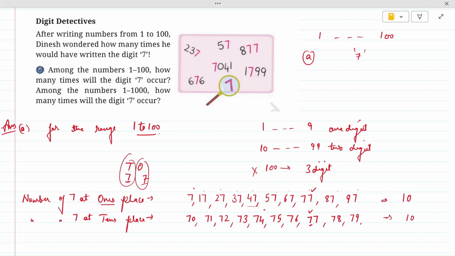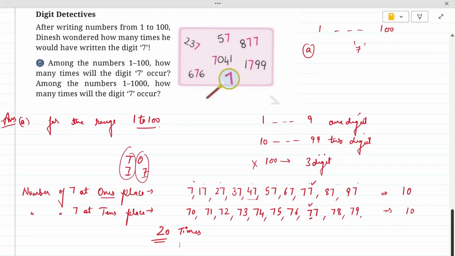Okay, so that means from 1 to 100, 7 is coming 10 times at ones place and 10 times at tens place. So that means it is coming 20 times. Okay, so answer is 20 times. It is coming 20 times from 1 to 100.